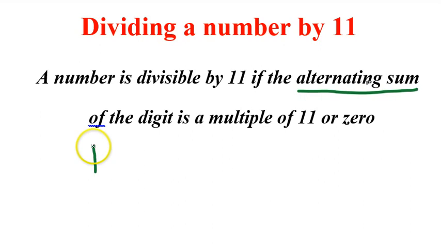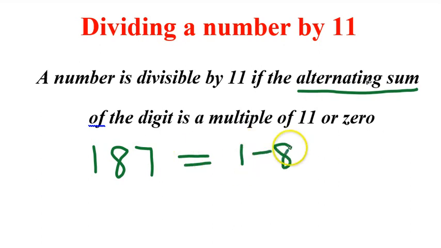For example, if I have 187, okay, it's a number, and I want to be very sure whether this number can be divided by 11 without a remainder. What I'll do is take the alternating sum, which means I will start by saying 1 minus 8 plus 7. You get it? That is what it means.